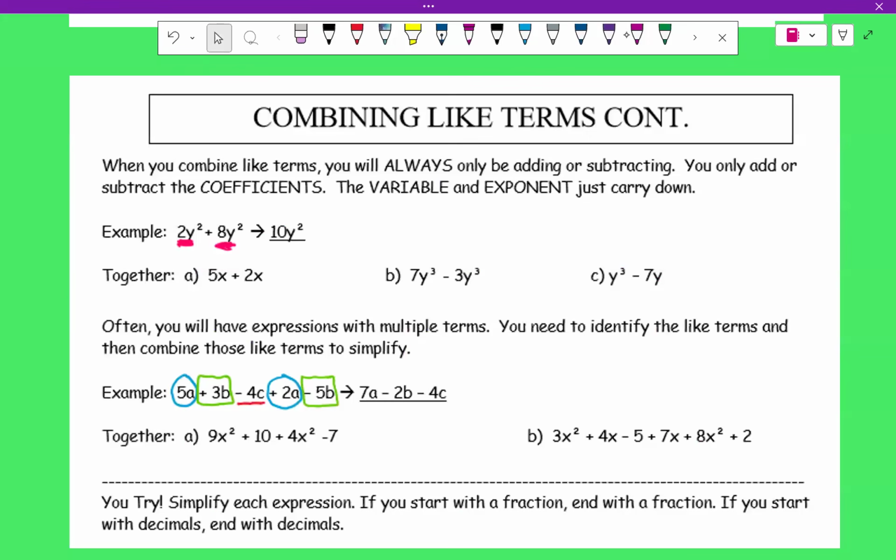So in this example, 2y squared plus 8y squared. They're like terms because they both have y's and they're squared. And so we're just going to add. 2 plus 8 is 10. The y squared comes with it. So let's try a couple.